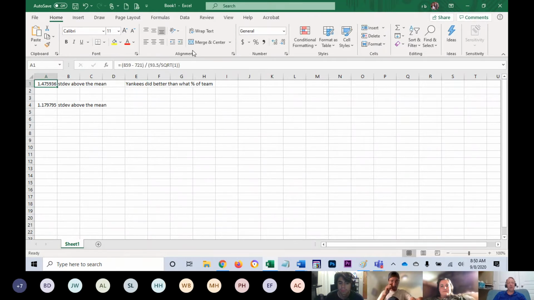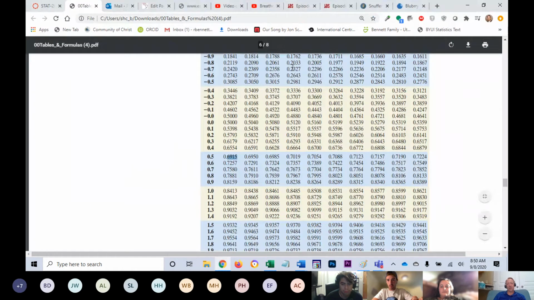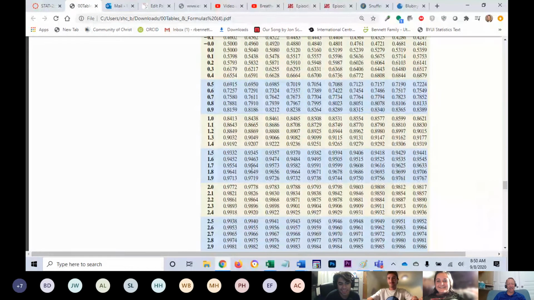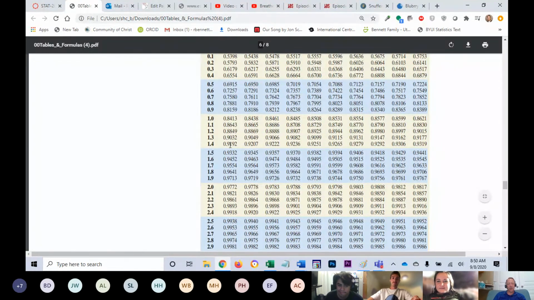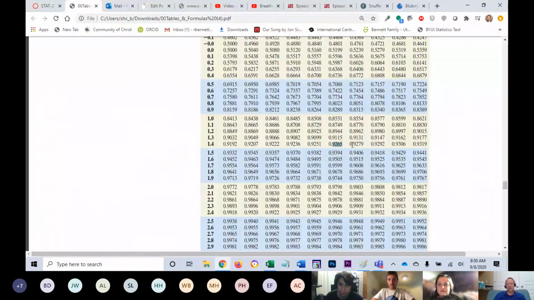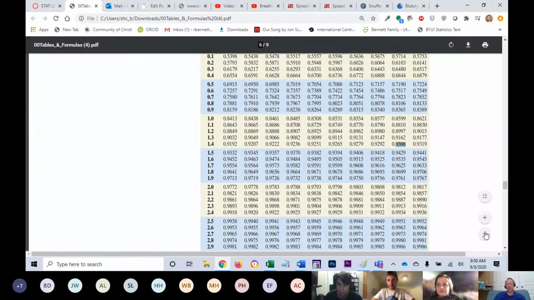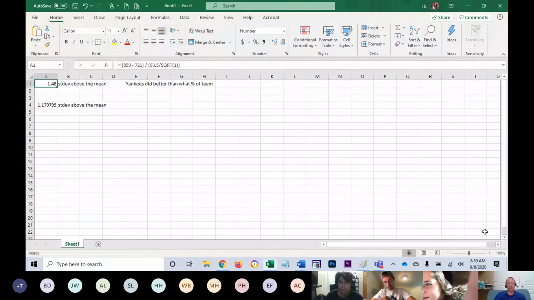Okay. Now, here's what we're going to do. We're going to round this to 2 decimals, so that rounds to 1.48. Can you figure that out for me? They did better than what percent of teams in the American League? How would you figure that out? Can you pull up the table real quick? Don't have that memorized yet? No, I didn't. Okay. So I know you can't see the top up here, but this is 1.40, 1.41, 2, 3, 4. What was the number we had? 1.48. 5, 6, 7, 8. So they did better than what percent of teams? 93. 93% of teams. Okay.